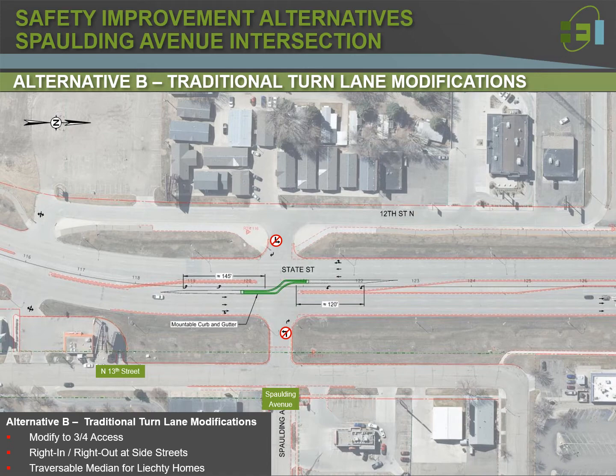Alternative B, traditional turn lane modifications at Spaulding Avenue include modifying the intersection to a 3/4 axis intersection. This type of modification has been found to substantially reduce crash rates by eliminating through and left turn movements from crossing multiple lanes on the major street, resulting in right-in, right-out access. 3/4 axis intersections can also improve minor street operations by removing delay from left turn and through traffic. Of note, the raised median would be traversable for mobile home access to Lichty homes.